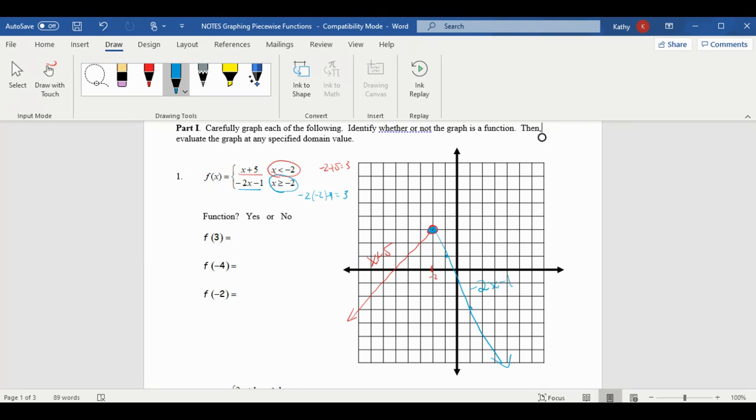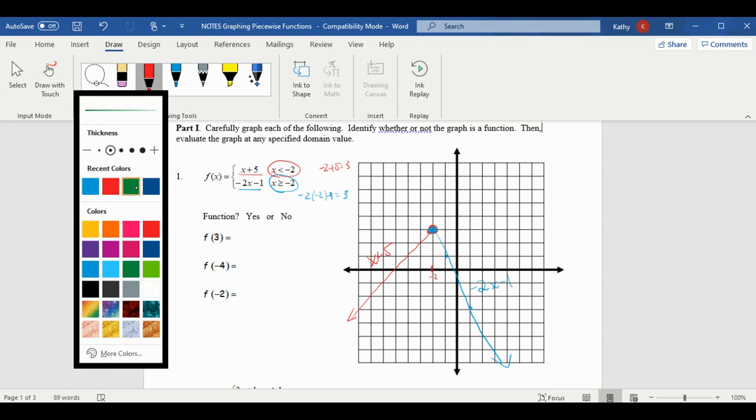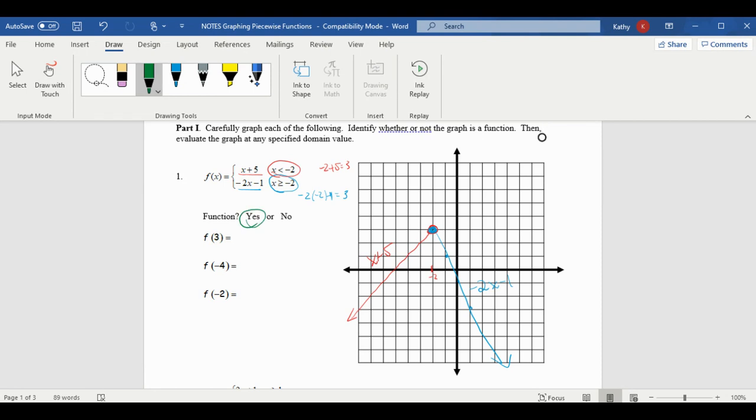So combining both of those lines and the two separate domains that we have, you have just graphed a piecewise function. Is this a function? Use your vertical line test, and the answer is, of course, yes. So it is a function.